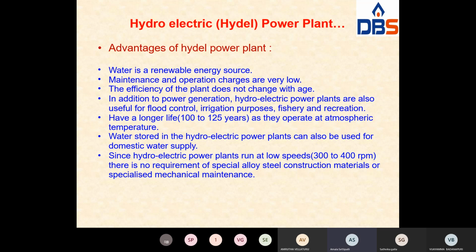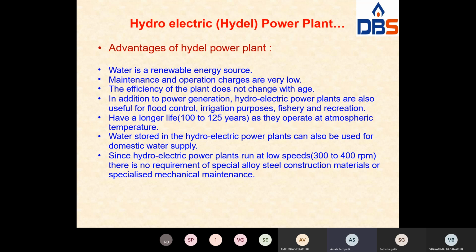And fishery means wherever you can grow fishes, those are nothing but fisheries. Okay, so those are nothing but the advantages. Hydroelectrical plants have a longer life as they operate at atmospheric temperature. So if you construct a dam, it can work for 100 to 125 years.